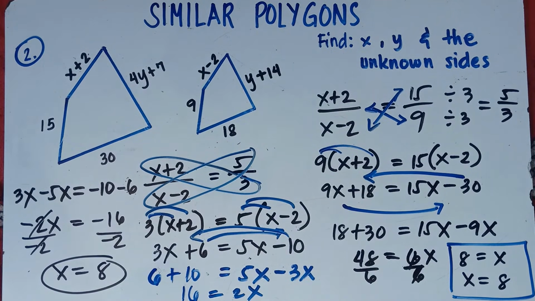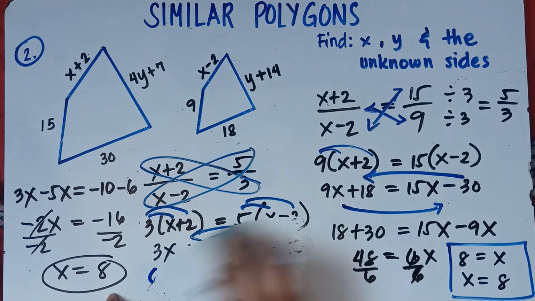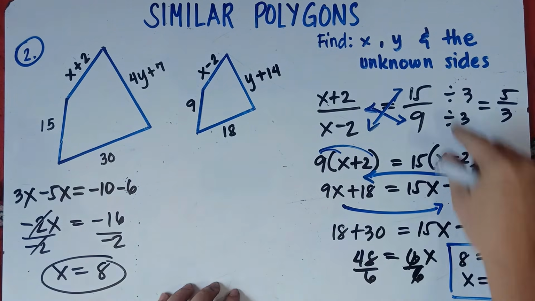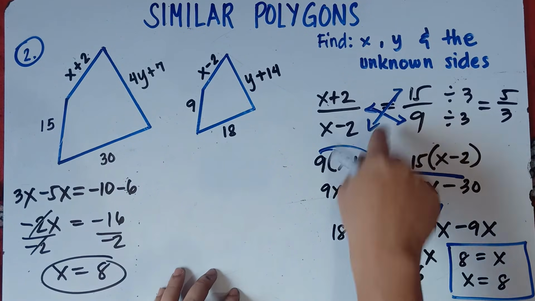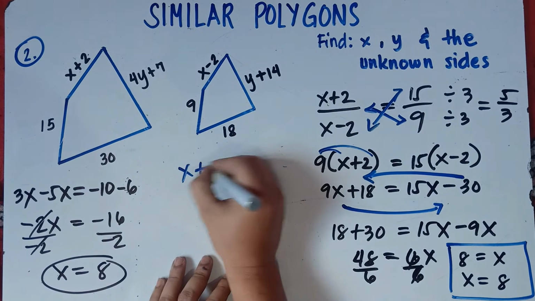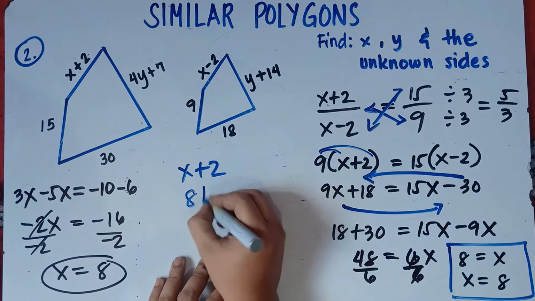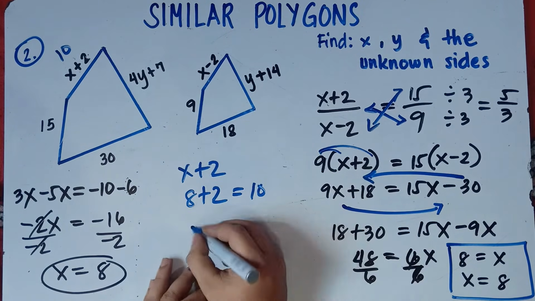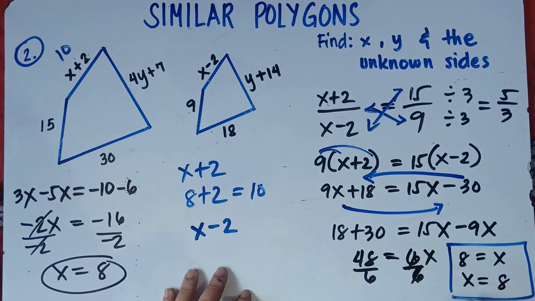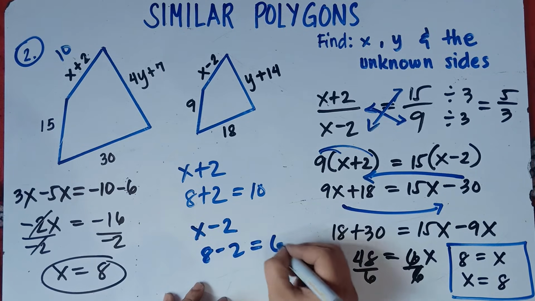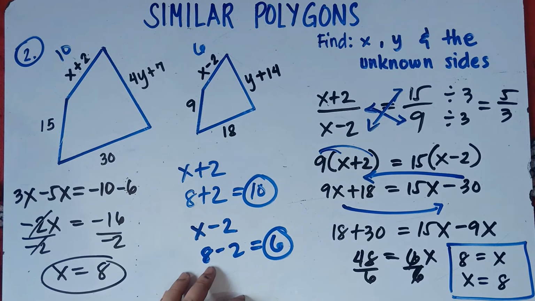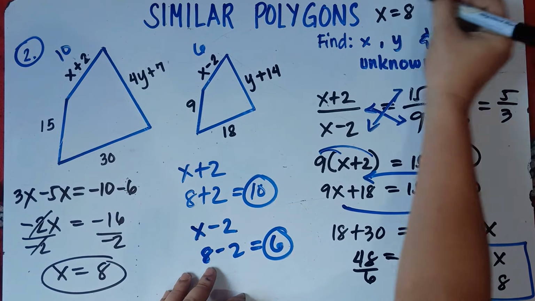So we can now find this side and this side. So we substitute the value, x equals 8. Once again, class, always check the fraction if you can reduce it before doing the cross multiplication. So x plus 2, then our x is 8. So 8 plus 2, that would be 10. So therefore, this is 10. And this one, x minus 2, and x equals 8. So 8 minus 2, that would be 6. So this one is 6. And our x value, our x is equals to 8.